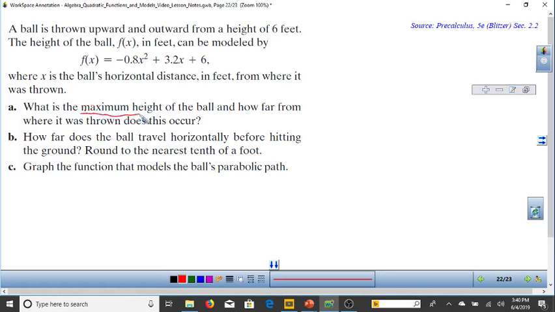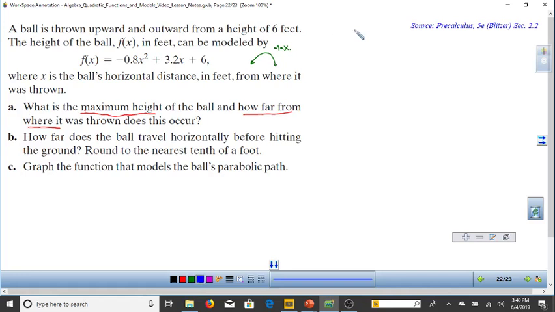Maximum height occurs at the vertex. So they're asking for the vertex, and we have to figure out the vertex here. This equation is in standard form. We know that A is negative, so the graph opens downward. That's why they're asking for the maximum height. So we're definitely going to need to know the vertex here.